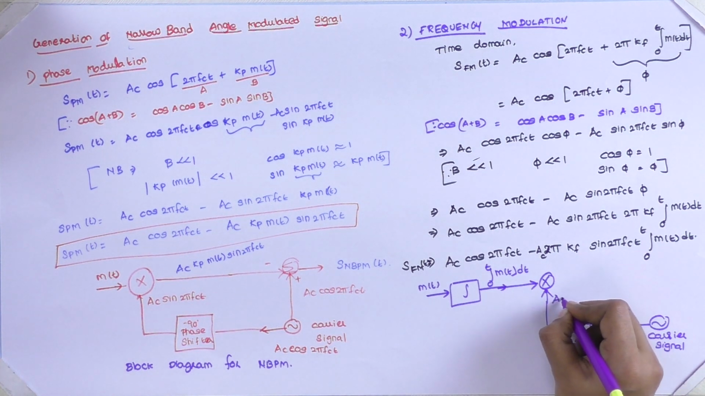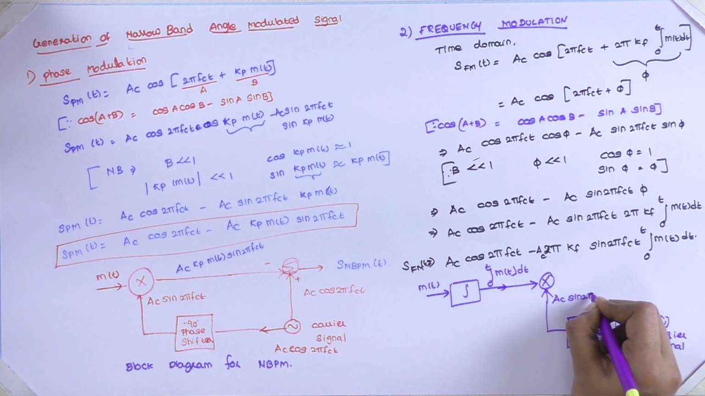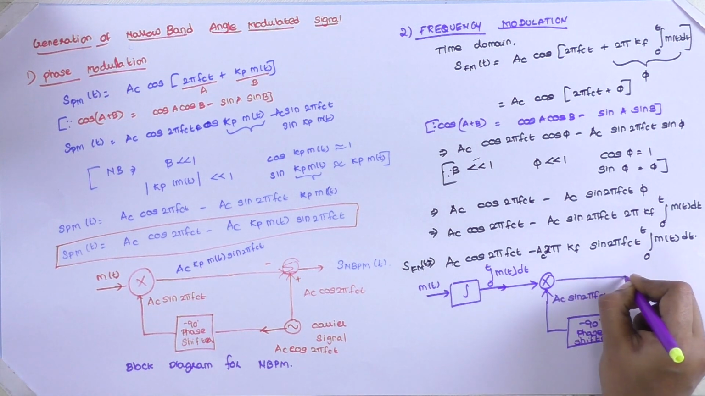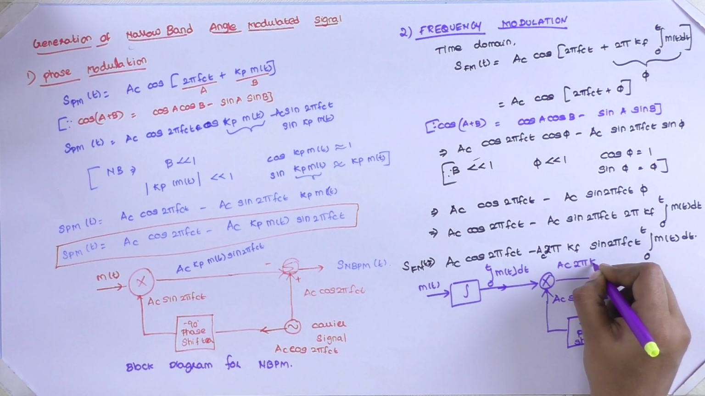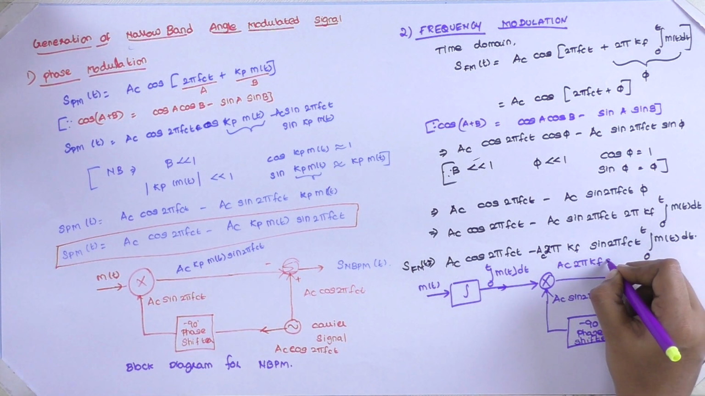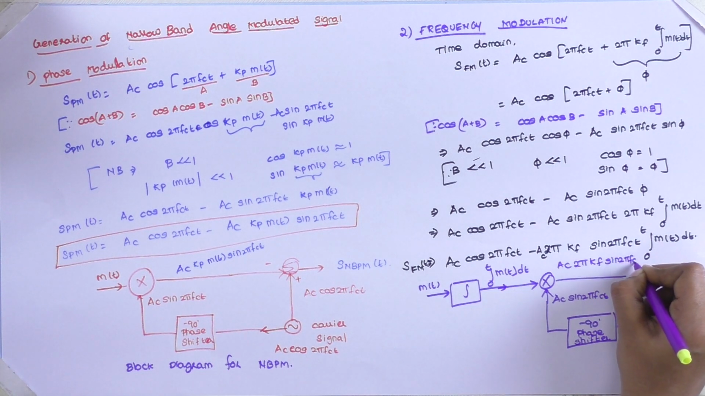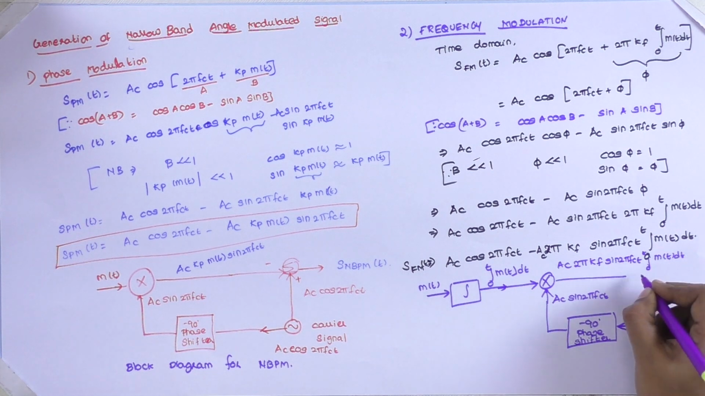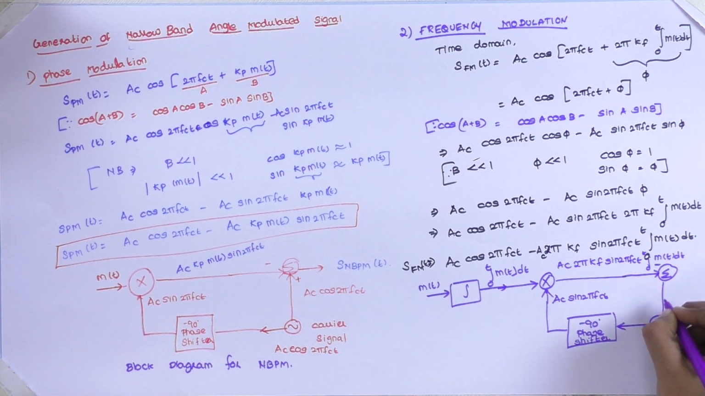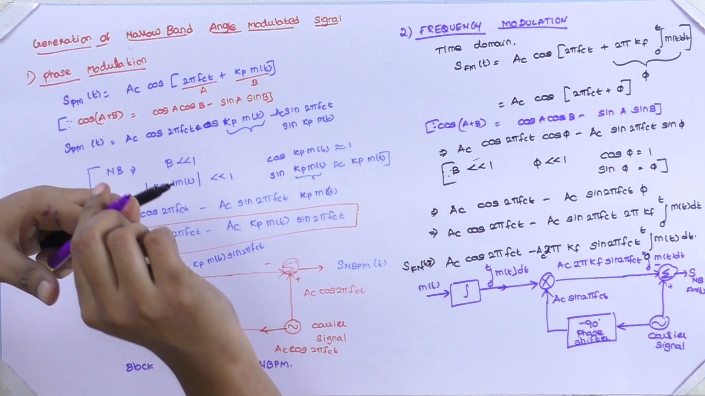Therefore, here the carrier is Ac sin 2 pi fct, and the output will be Ac 2 pi kf, the proportionality constant, sin 2 pi fct times the integral from 0 to t of m(t) dt. So, this is one output from the product modulator. This is fed to the adder with inverted phase, and the output will be the narrowband frequency modulated wave.